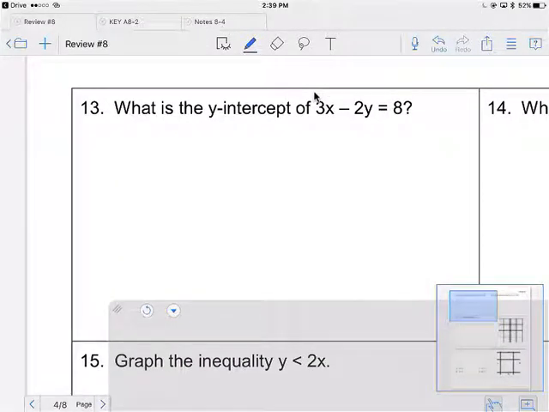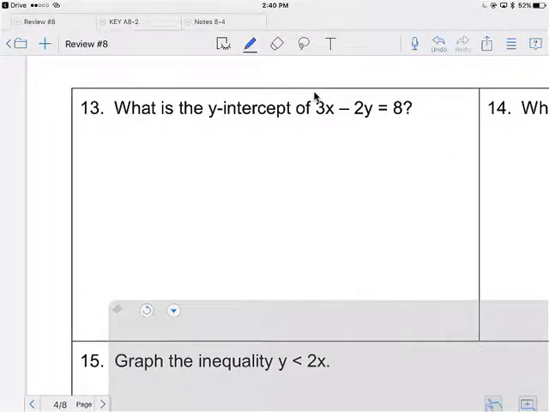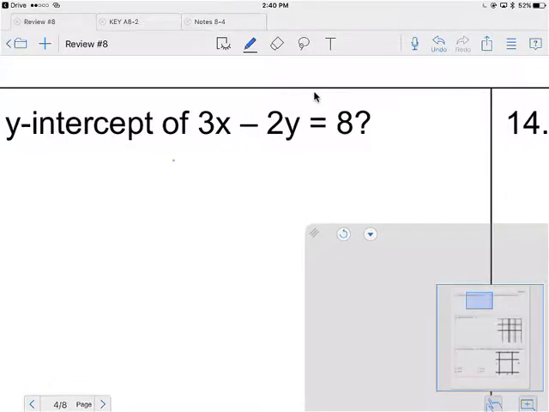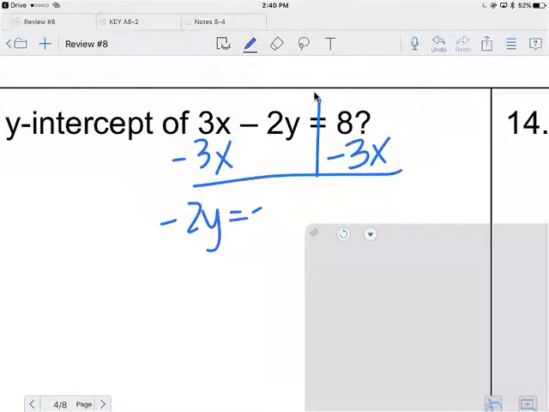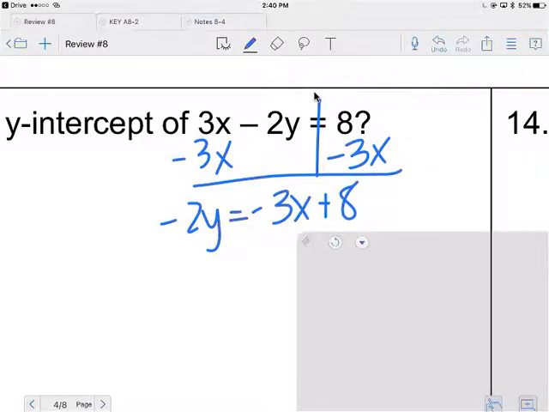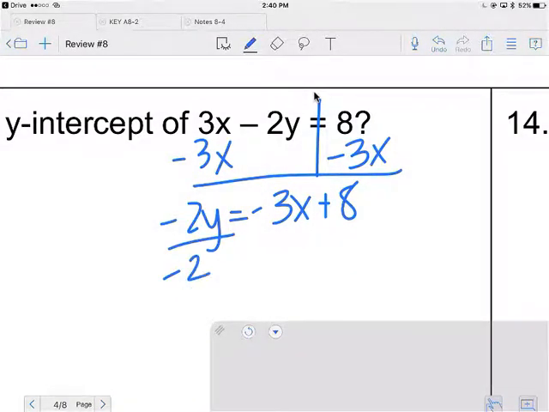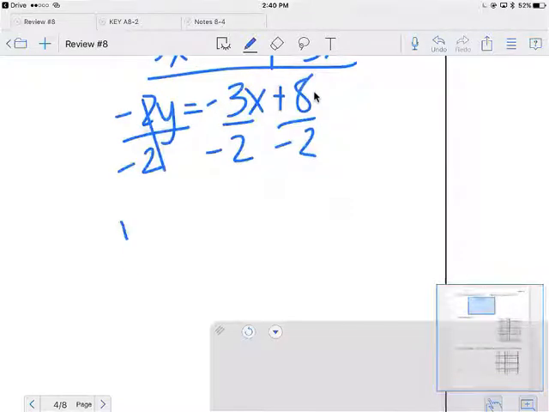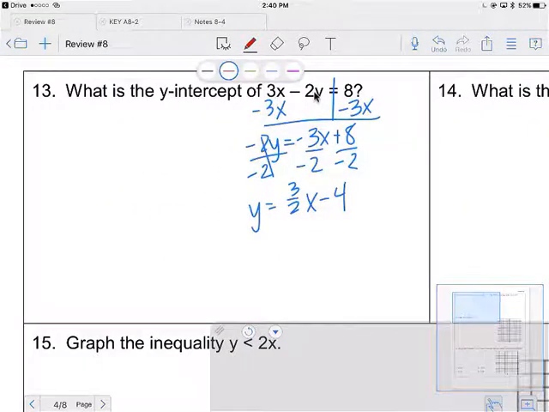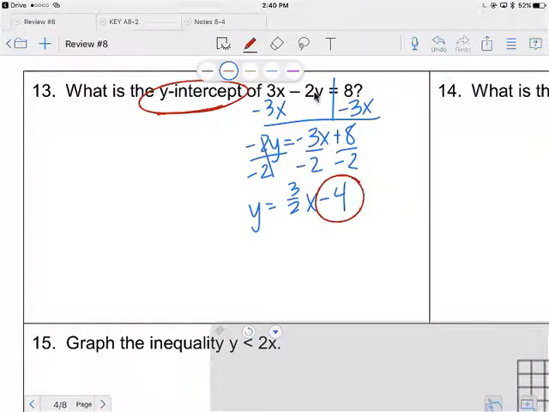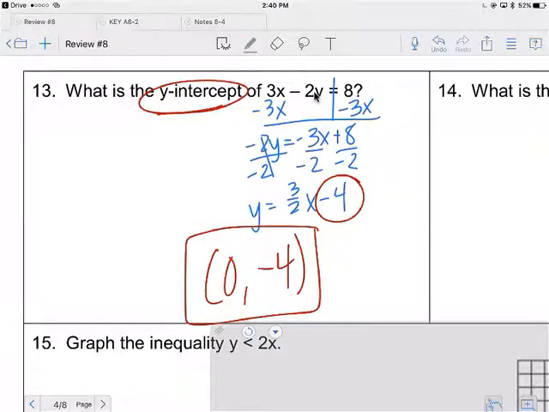For problem 13, the y-intercept, I'm going to solve for y. So I move x to the other side. So negative 2y equals negative 3x plus 8. Divide everything by that negative 2. So y equals 3 halves x minus 4. The question asked me for the y-intercept, which is the number that follows. And I write it as the point 0, negative 4.